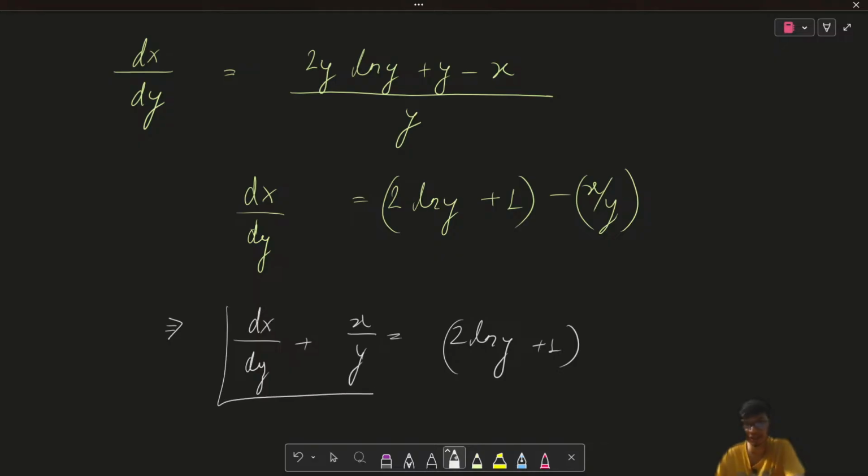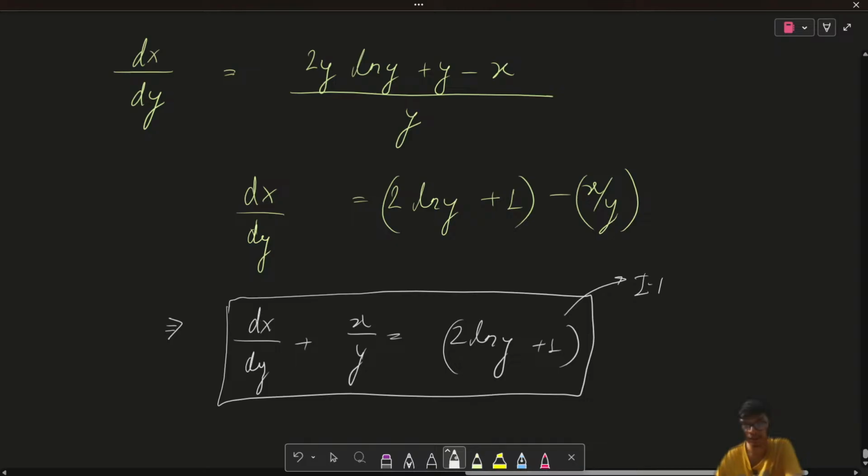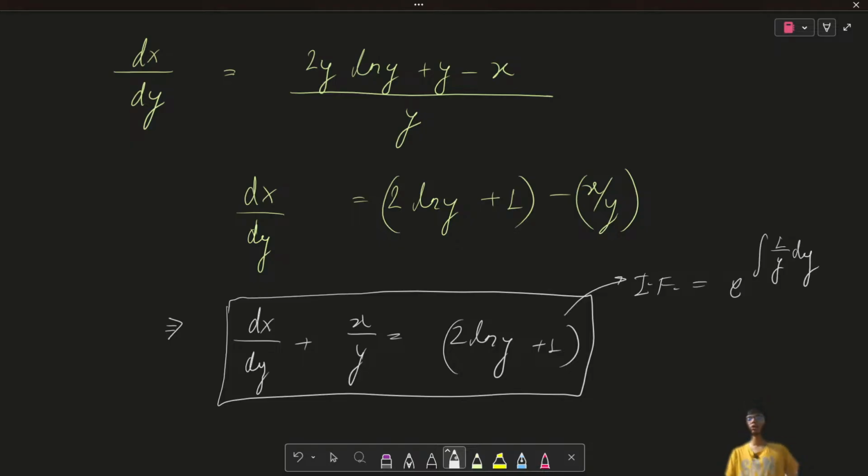Now this is again a linear differential equation. So from here I am going to find the integrating factor. The integrating factor is equal to e to the power integration of 1 upon y dy, because now our independent variable is y. This is e to the power ln y, which is equal to y.